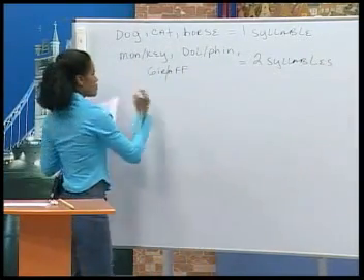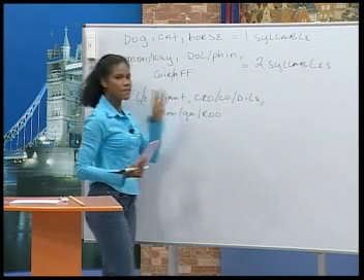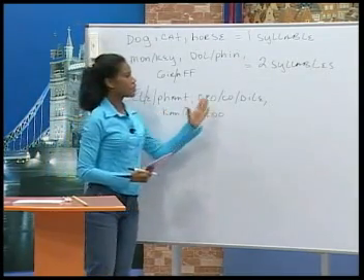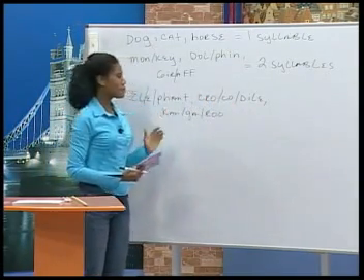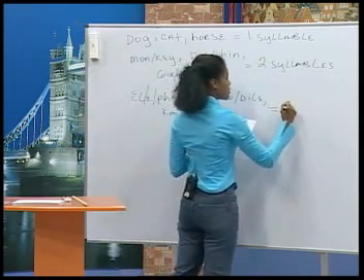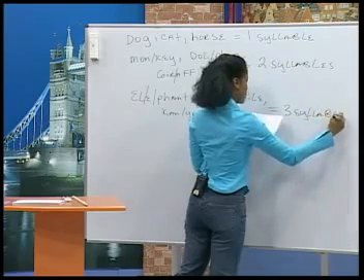Okay, next examples. If we say elephant or crocodile or kangaroo, we hear three vowel sounds. Elephant, crocodile, kangaroo. So we call these words three syllable words.